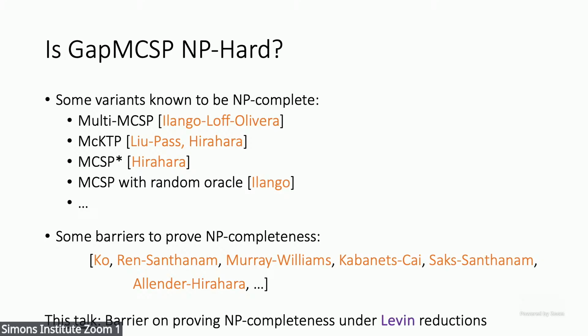And what we showed in this work is that we have a new barrier on proving the NP-completeness of this problem under so-called Levin reductions. Okay, so I want to define what Levin reductions means.